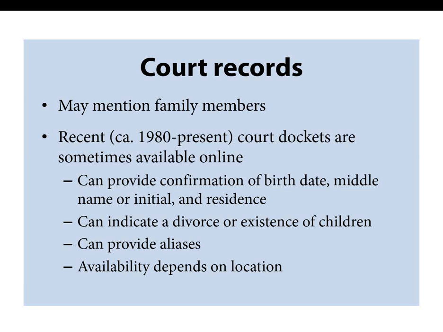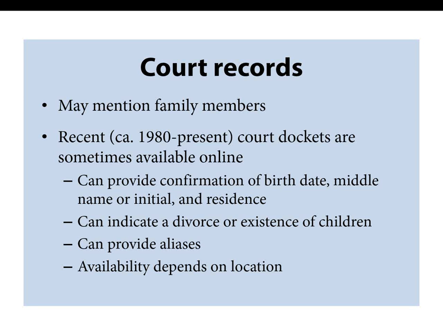Some court records are available online, and these can be useful because they may mention family members. So records from about 1980 to the present, you can sometimes find online, and this can help you confirm things like a birth date, a middle name or initial, and a place of residence. These might also indicate a divorce or the existence of children.